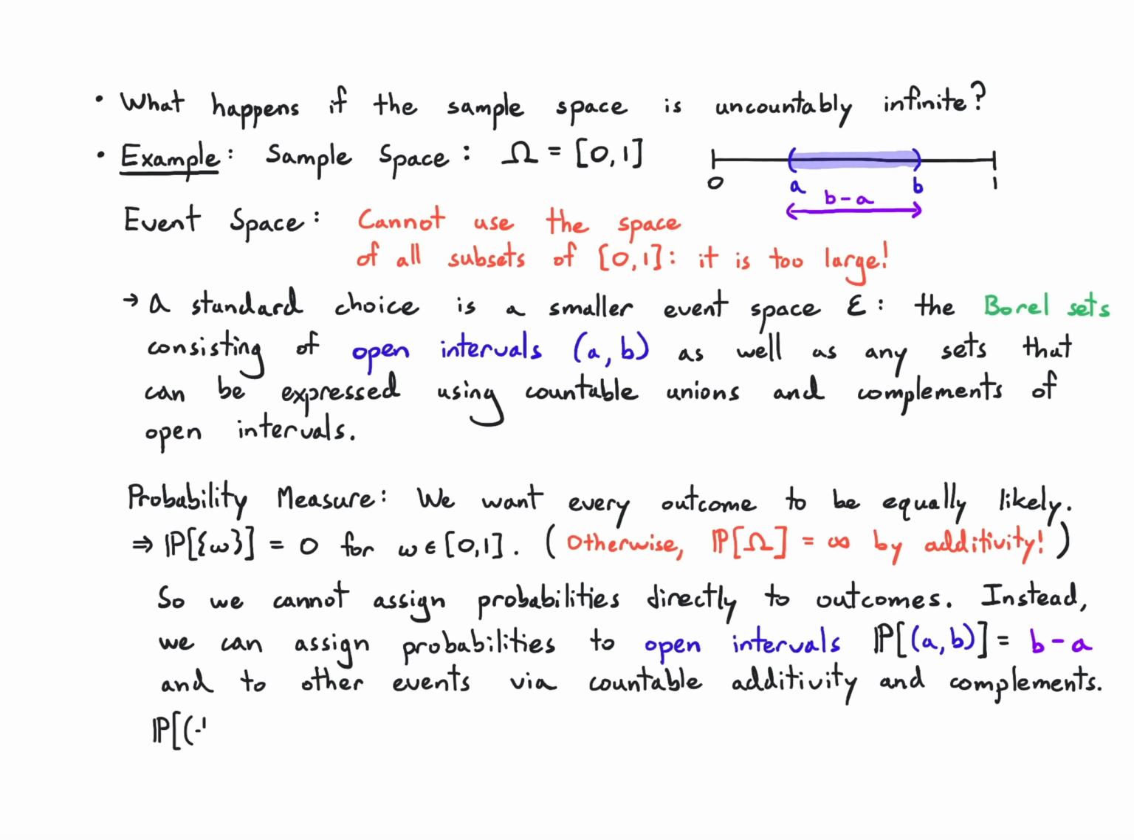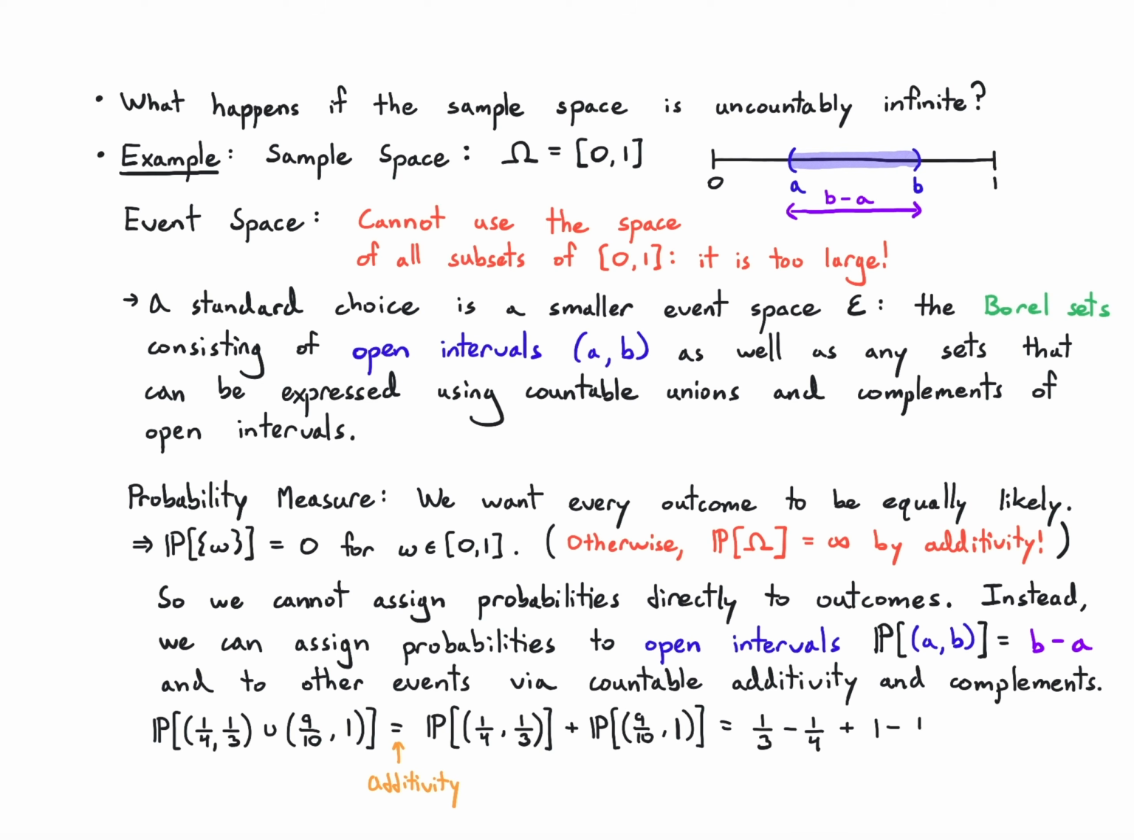Let's say I want the probability of landing between a fourth and a third, or 9/10 and 1. Okay, so strictly speaking, this is not an open interval. It's a union of open intervals. So I'll use additivity to decompose it into the sum of the probabilities of 2 open intervals, between a fourth and a third and 9/10 to 1. Okay, so this is additivity. And now I can use my probability measure to work out that the first interval has probability a third minus a fourth, and the second one has probability 1 minus 9/10. So that's a 12th plus a 10th, and that's 11 over 60.